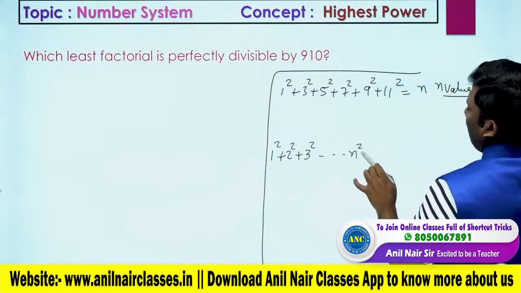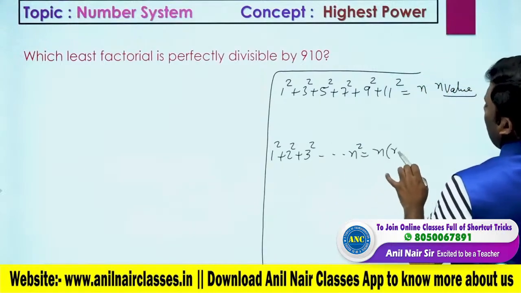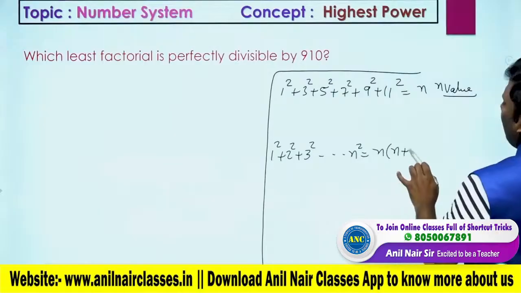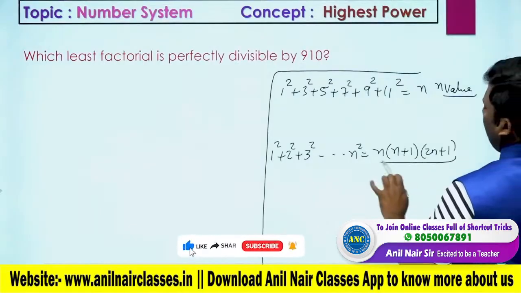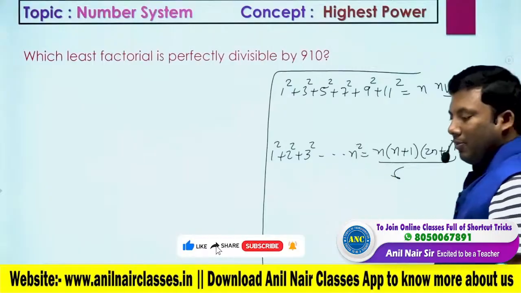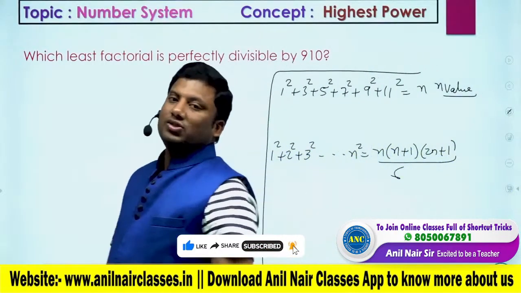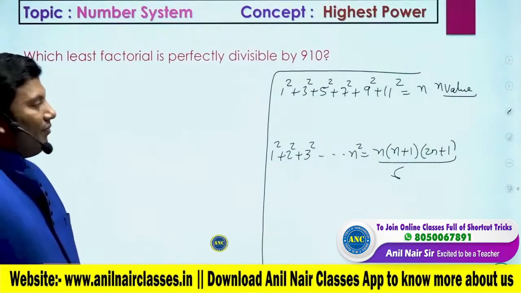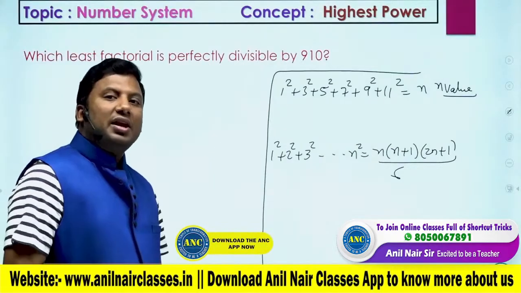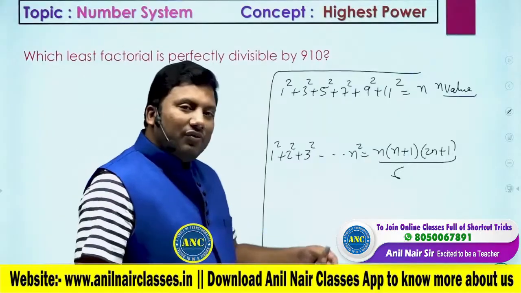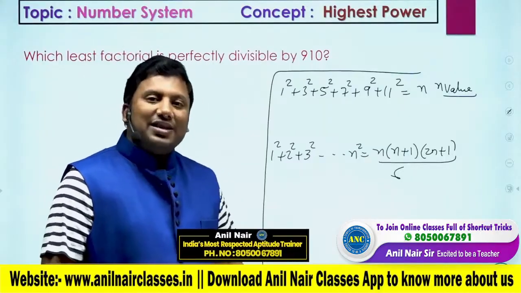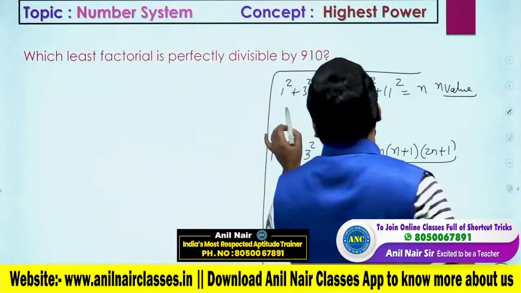Till n square it is n into n plus 1 into 2n plus 1 divided by 6. But this is of the form 1 square plus 3 square plus 5 square plus 7 square and so on up to 11 square. This formula I have not seen in any of the textbooks. And without using formulae, is there any logic that we can use?